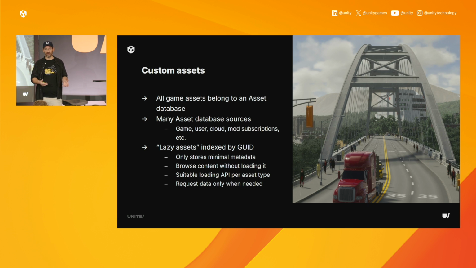The game installation folder is the core source that is always needed. Then there's a user folder, some cloud storage like Steam Cloud or Microsoft Connected Storage, and mod subscriptions also go in their own database in the same way as the rest. With this database, we can easily index assets. When subscribing to or loading an asset, we don't really do anything, and that's why we call them lazy assets. Until they are used, they are just a GUID, so they are very lightweight.